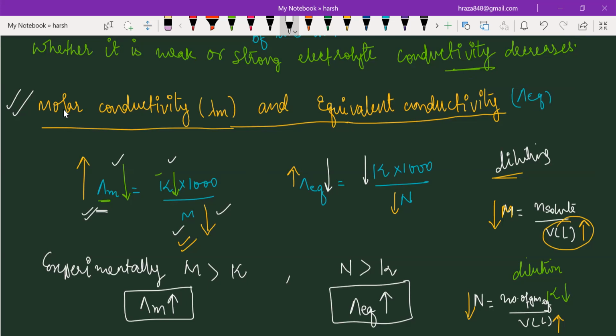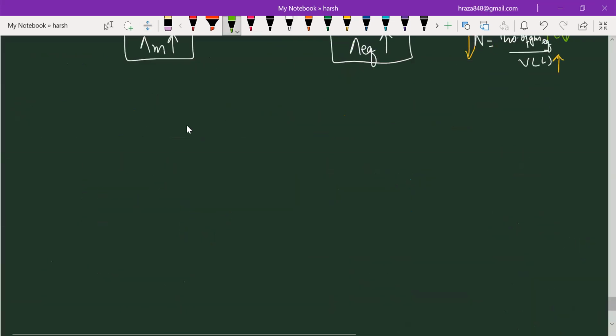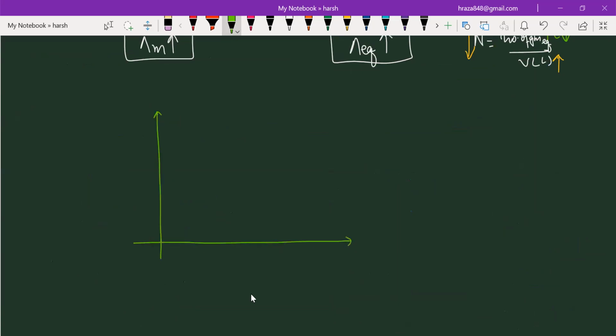Now see, I'm going to plot a graph. This is the graph between C raised to the power 1 by 2, or we can write root C, concentration, and its unit will be mole per liter raised to the power 1 by 2. Here it is 0.2 and here it is 0.4. And this is 200 and this is 400. And this is lambda m, molar conductivity, in Siemens centimeter square per mole.